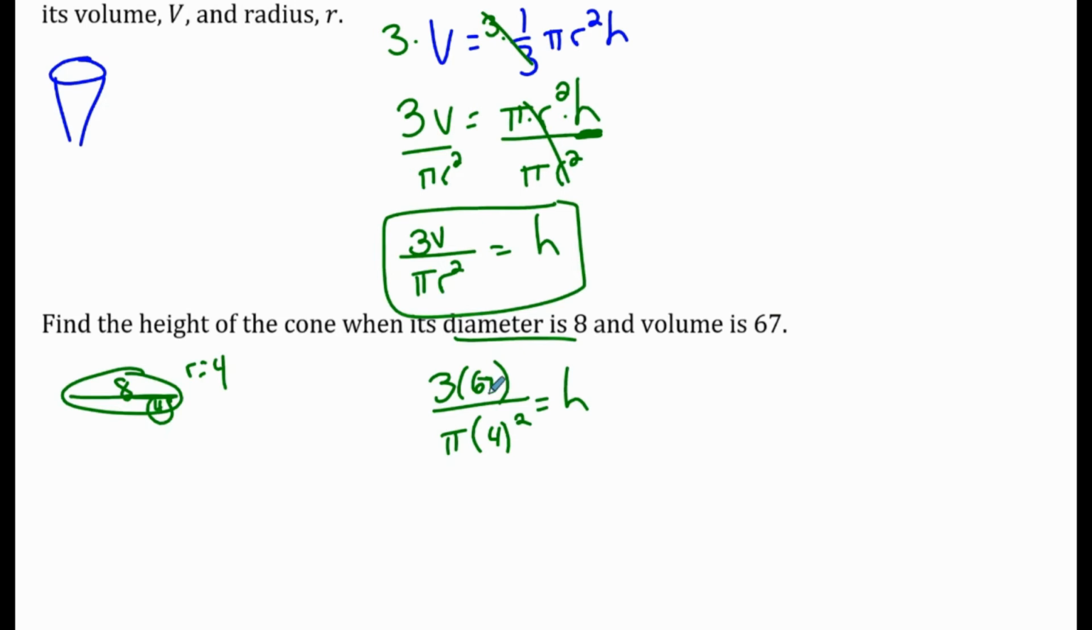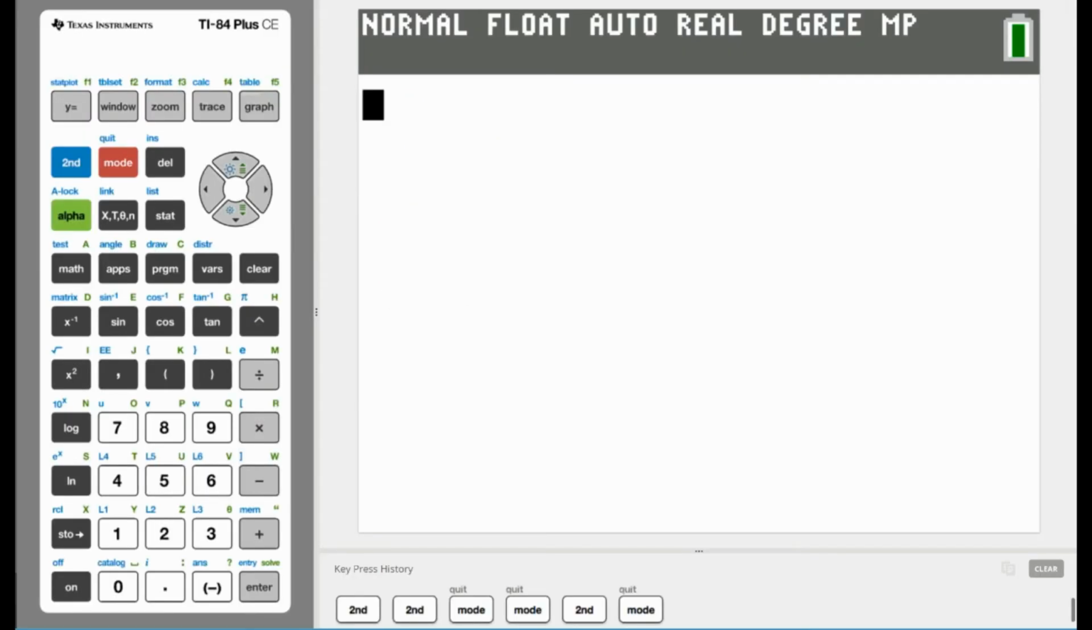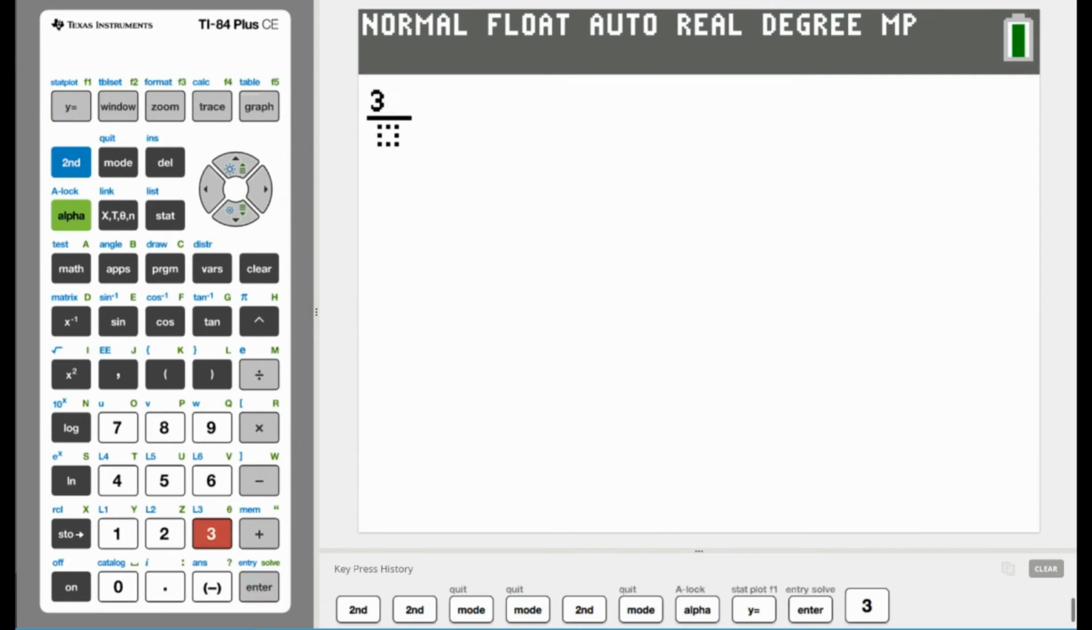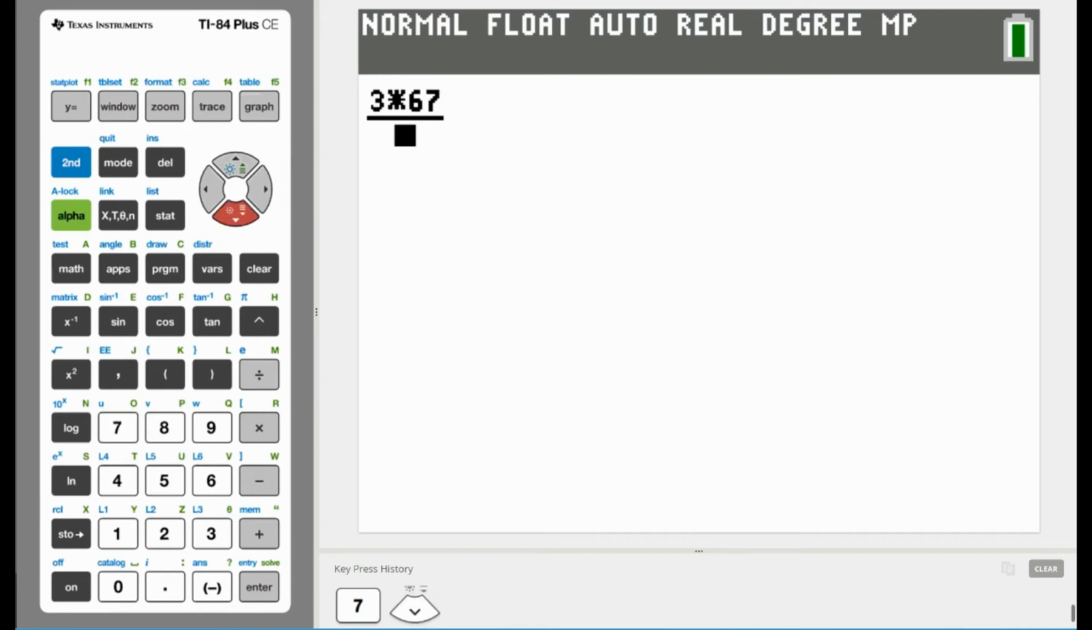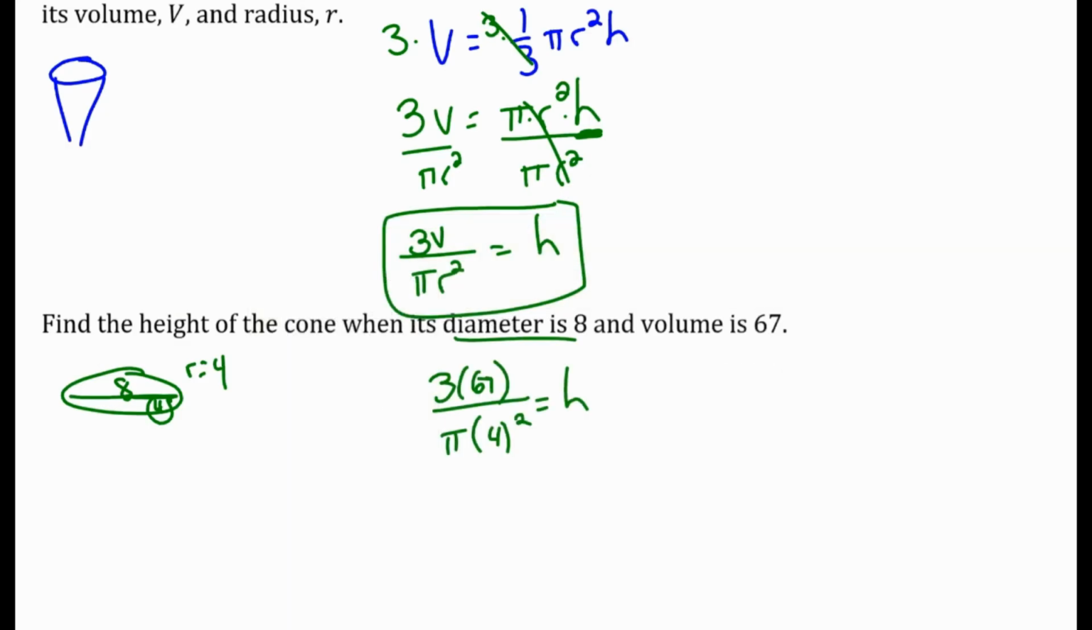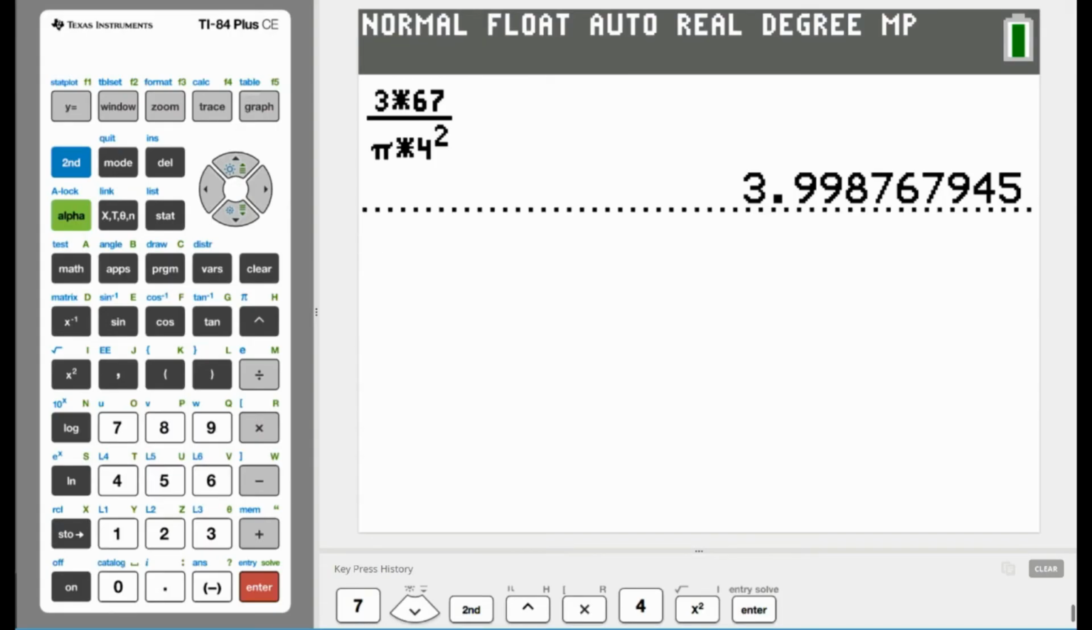So I need to do 3 times 67 divided by pi 4 squared. So let's make a fraction. Alpha y equals, enter. 3 times 67. Where's the pi button on this calculator? Look above the division sign. There's the exponent, the caret. There's a little blue pi there, so I'm going to hit second pi times 4 squared. 3.9987, I'm going to say the height of this cone is about 4. Not too terrible.